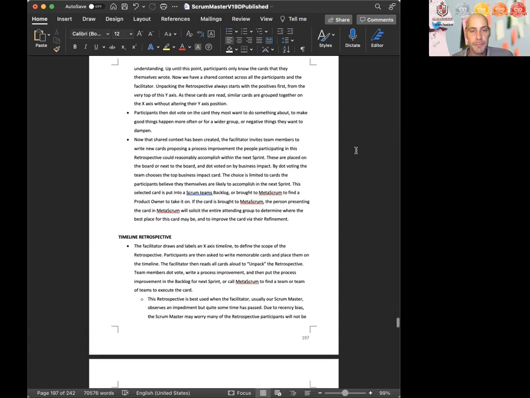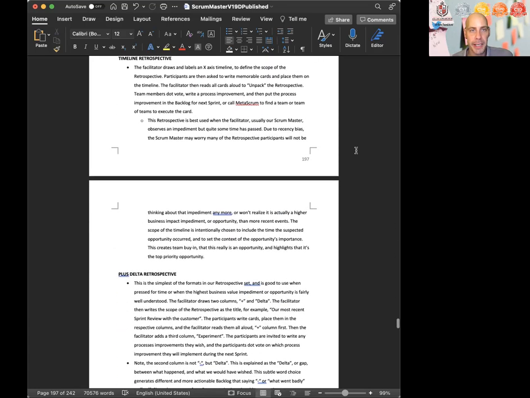Next retrospective type, timeline retrospective. The facilitator draws and labels an x-axis timeline to define the scope of the retrospective. Participants are then asked to write memorable cards and place them on the timeline. The facilitator then reads all cards aloud to unpack the retrospective. Team members dot vote, write a process improvement, and then put the process improvement in the backlog for the next sprint, or call Metascrum to find a team or team of teams to execute the card.